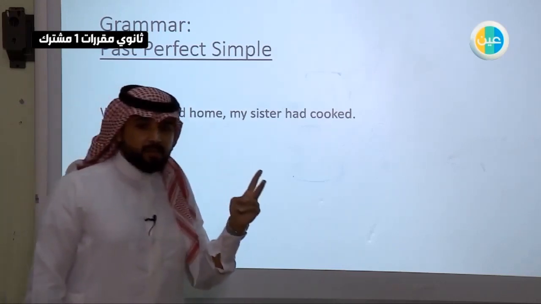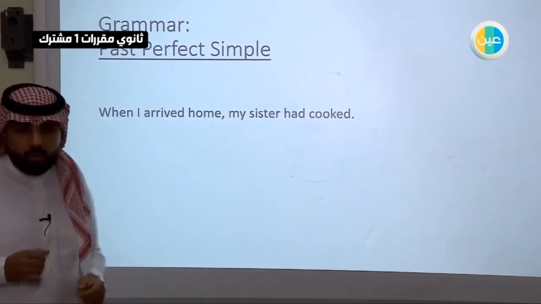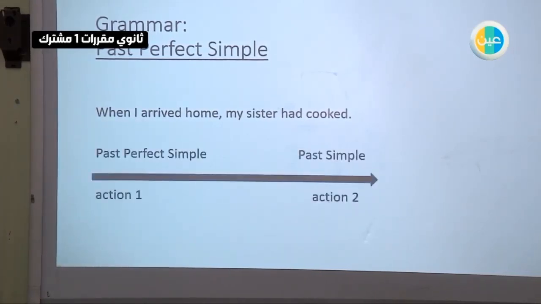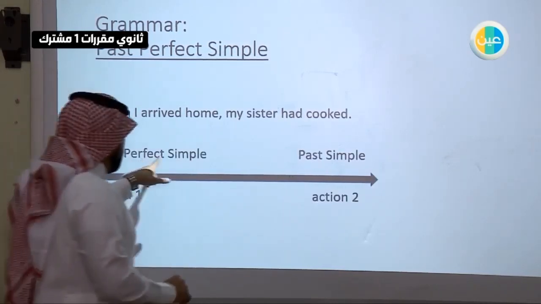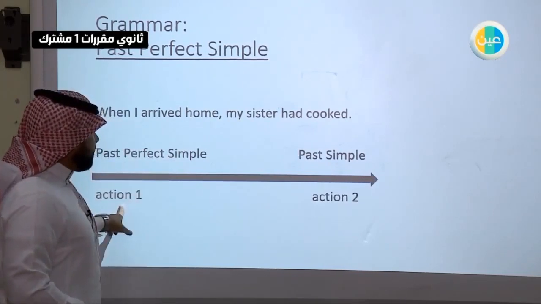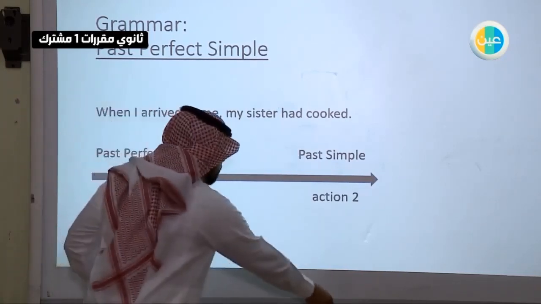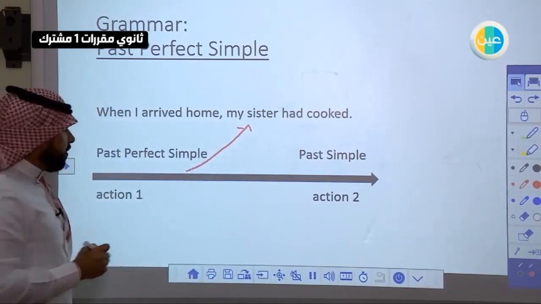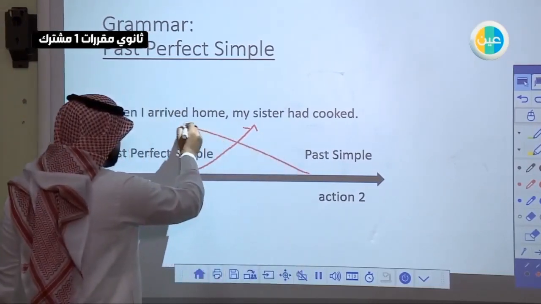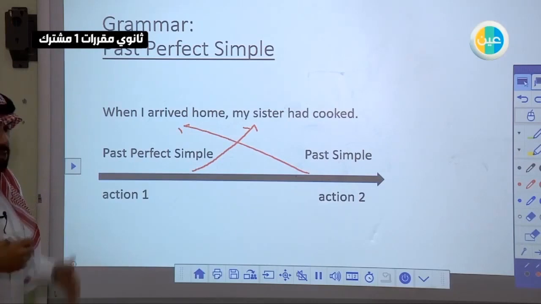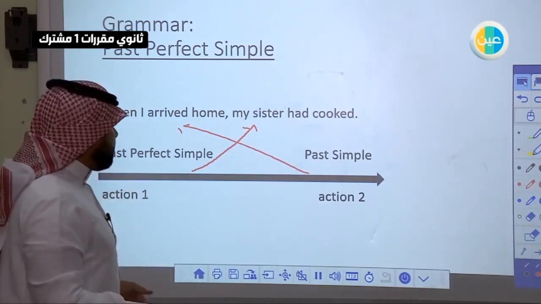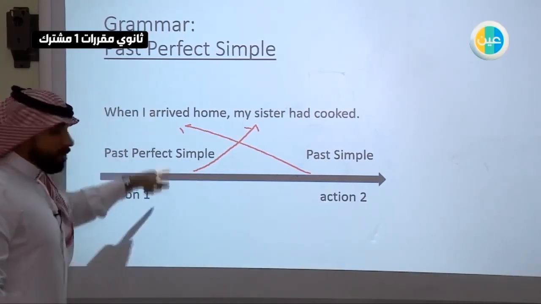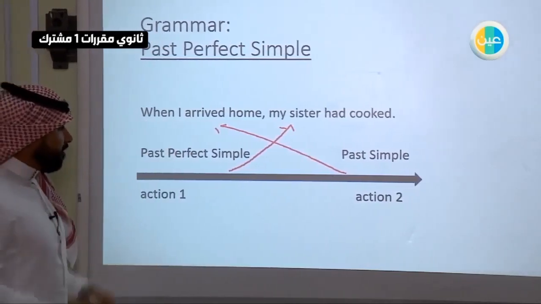It's about two actions, one before the other one. So we use the past perfect simple for the first action. As you can see here, the first action was when his sister had cooked. The second action, when he arrived home. Because when he arrived home, she had already cooked. So the past perfect simple is about two actions, one before the other one.